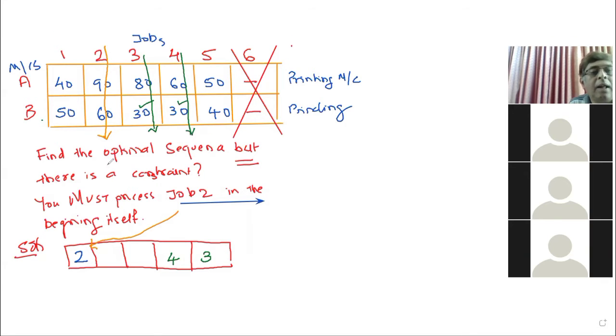The next minimum is how much? 40. Take any 40. Either you take this or you take this. Let us take for a change the first one. We'll take this 40. This 40 is minimum corresponding to the first machine. So I have to process that job. First of all, what is that job? That job is this job. And hence I will process it first of all.